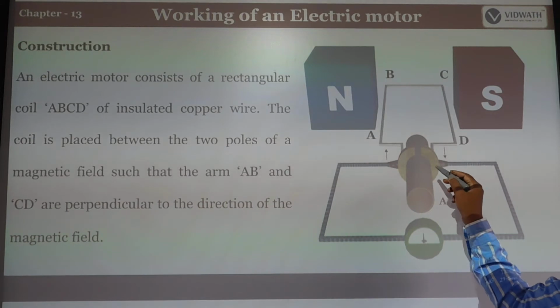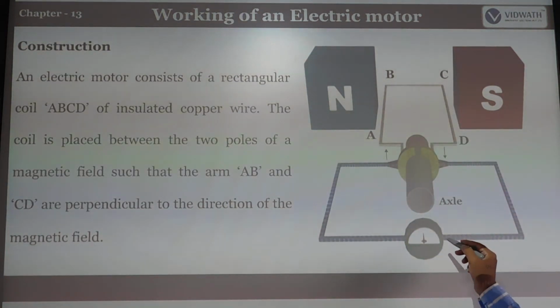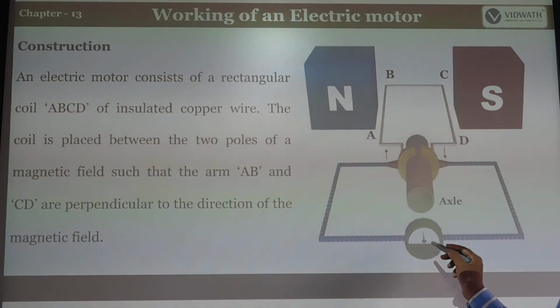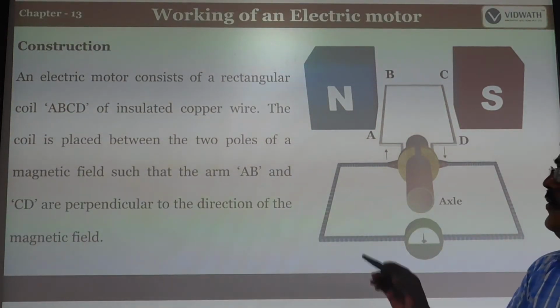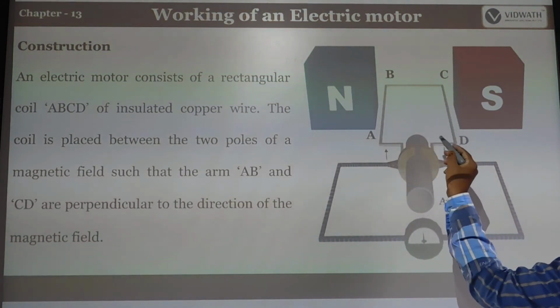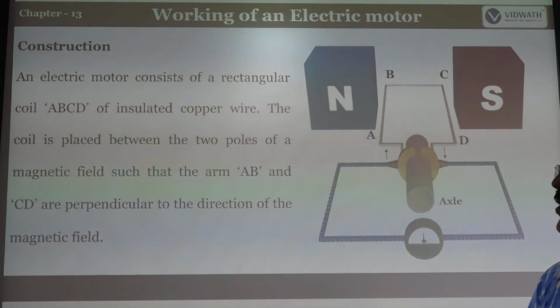This is what you can call the armature rings. This can be connected to the axle also. This is the deflection of the calorimeter. So an electric motor consists of a rectangular coil ABCD of insulated copper wire. This is the rectangular ABCD. It is wound with a number of turns of insulated copper wire.